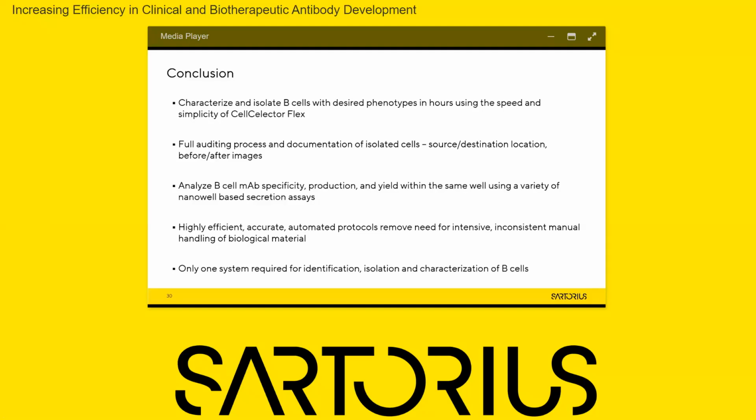You also have the option of analyzing B-cell monoclonal antibody specificity, production and yield within the same well using a variety of nanowell-based secretion assays, which dramatically increases productivity. It's also highly efficient using accurate automated protocols and removes the need for intensive, inconsistent manual handling of biological material, increasing reproducibility. And you can use just the one system for identification, isolation, and characterization of B cells.